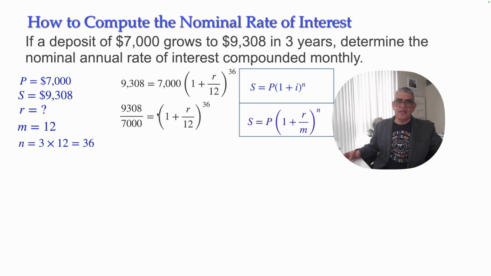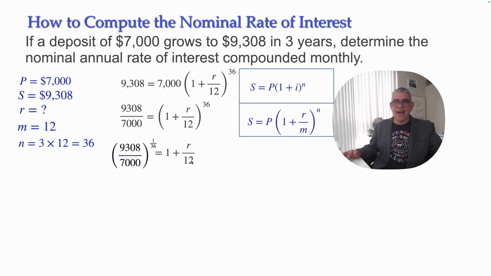Now that you have this, another thing that you can do immediately is raise to the power 1 over 36. Because if you change the exponent by dividing by 36, both sides, here the exponent is 36, the new exponent will be 1 over 36. So at the left side, we're going to have this fraction to the power 1 over 36. And at the other side, the exponent will be 1. So it will be just 1 plus R over 12.